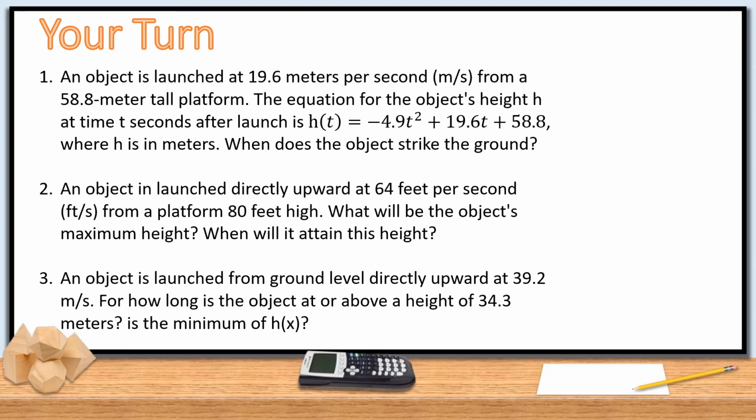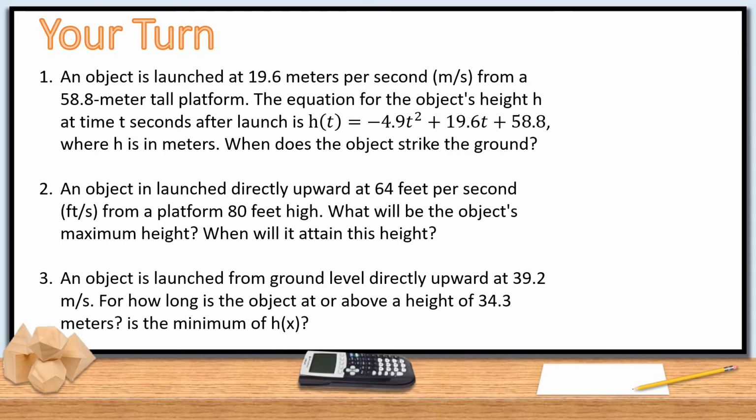An object launched from ground level directly upwards, 39.2 meters per second. For how long is the object at or above a height of 34.3, and what is the minimum of h of x? So two things. At what times is it at a height of 34.3 meters or above that, and what is the minimum of the function? Pause the video, come back and see how you did.